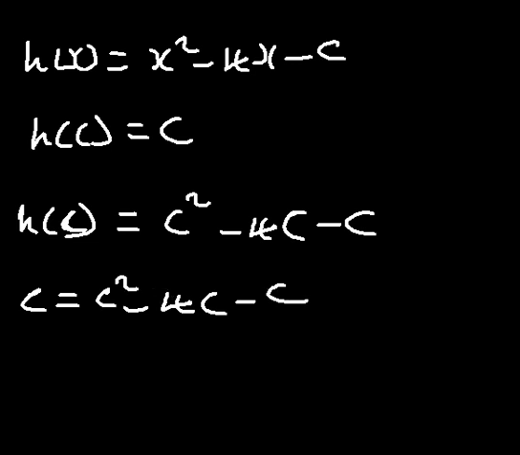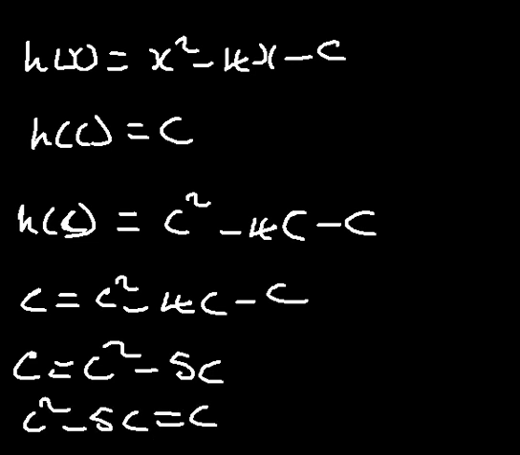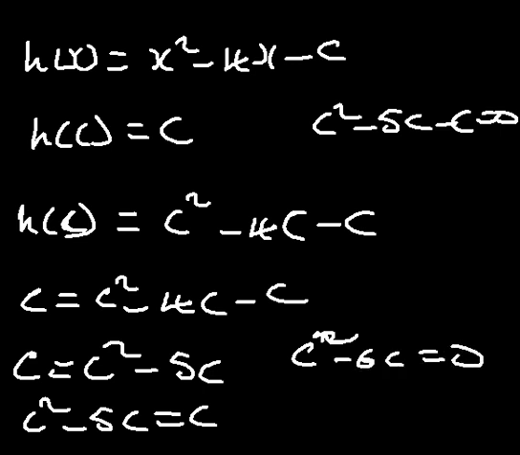So we have c is equal to c squared minus 5c, so c squared minus 5c is equal to c. In this case we'll have c squared minus 5c plus c equal to 0. So c squared minus 6c is equal to 0. Now we factor out c, and we have c times (c minus 6) equal to 0.